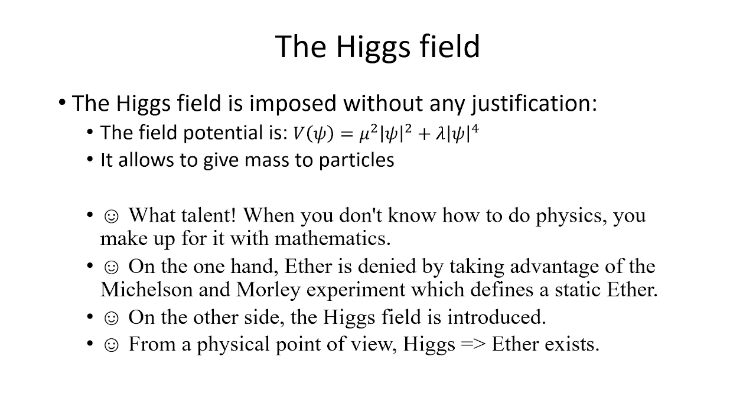On the one hand, ether is denied by taking advantage of the Michelson and Morley experiment, which defines a static ether. On the other side, the Higgs field is introduced. From a physical point of view, Higgs implies ether exists.